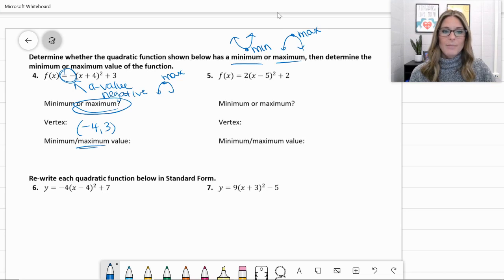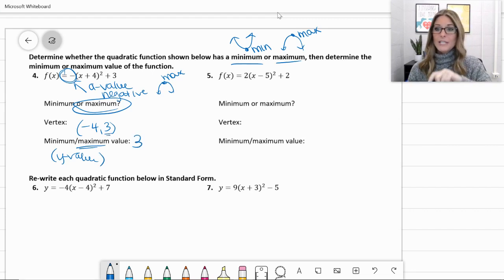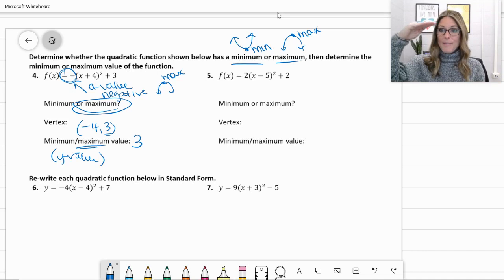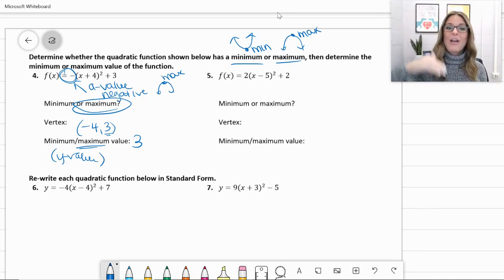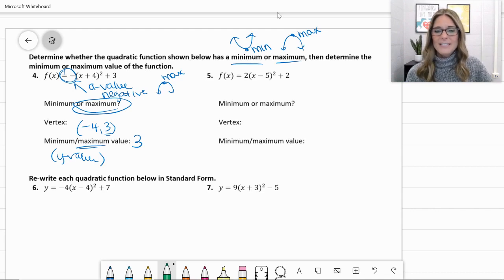And so what is that actual minimum or maximum value? We're dealing with maximum. This is going to be the y value. So let's take our y value here. It was 3. So if we were to actually graph this, that maximum is 3. And when you do, use the y value, how high it got, so 3 is our maximum value. Let's try another one, number 5. F of x equals 2 times the quantity x minus 5 squared plus 2. Our a value here, this is positive.